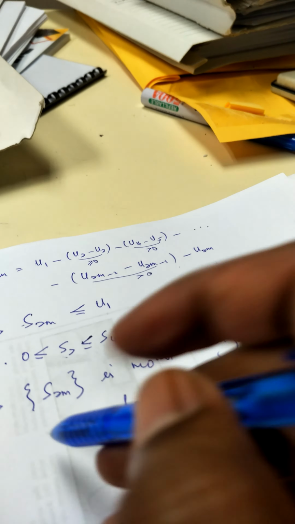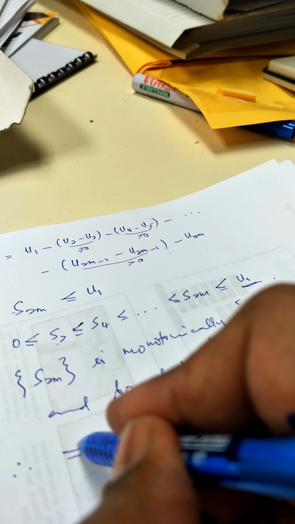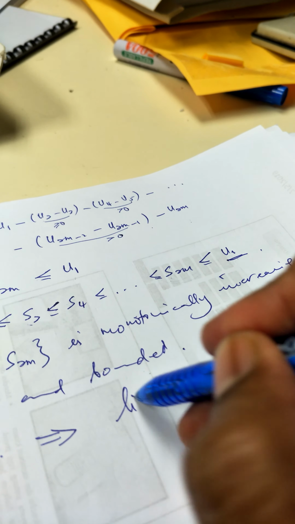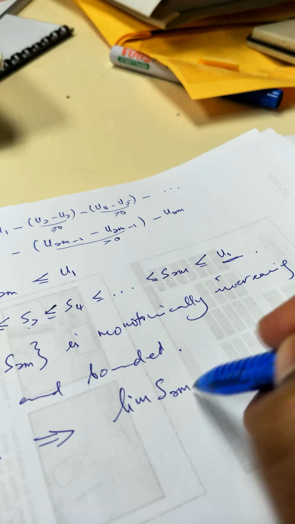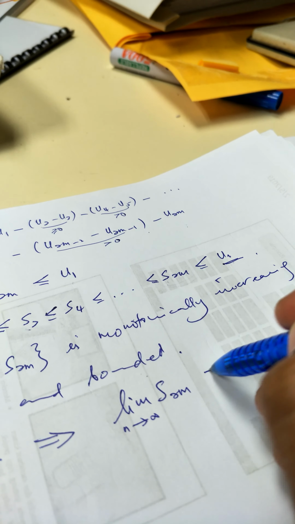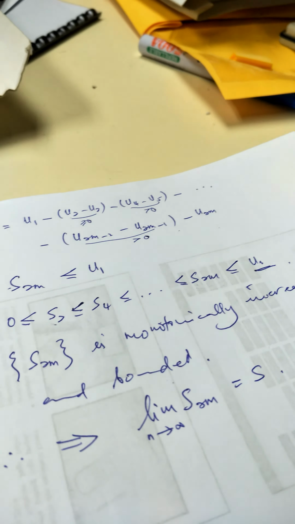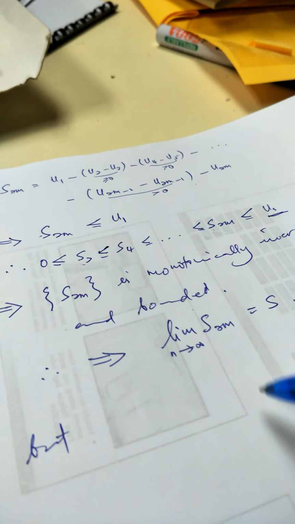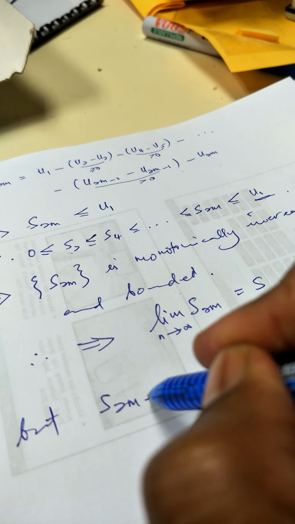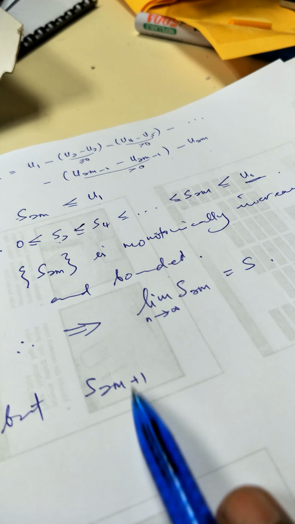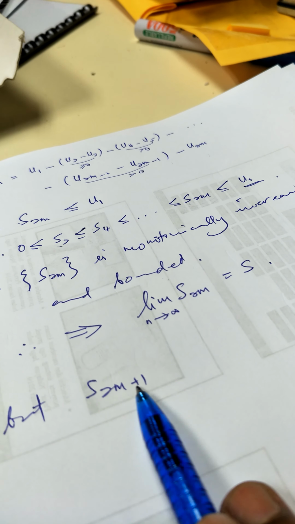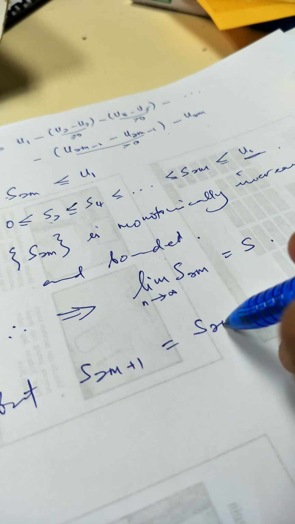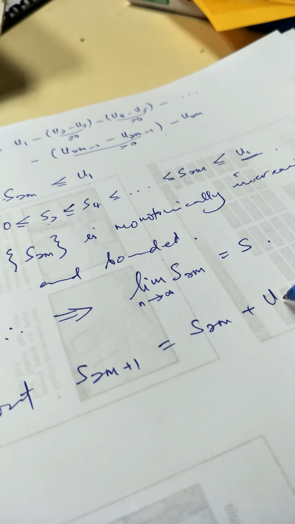So therefore, since it's increasing and bounded, the limit exists. So the limit of S2m as n goes to infinity, let's say this limit is S. But we can also write S2m plus 1. You just need to add one more term to S2m, so that gives you S2m plus u2m plus 1.